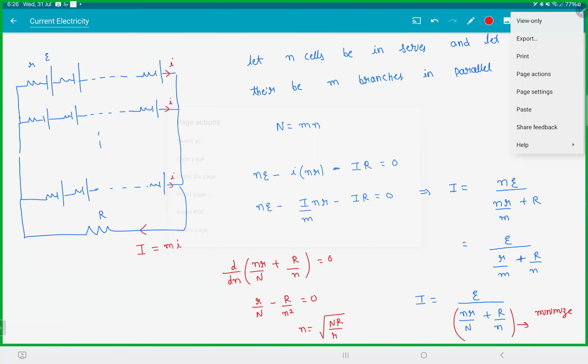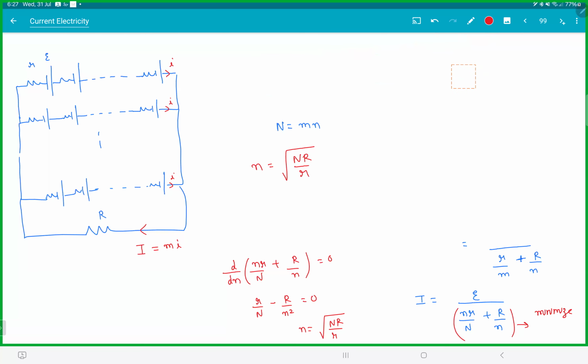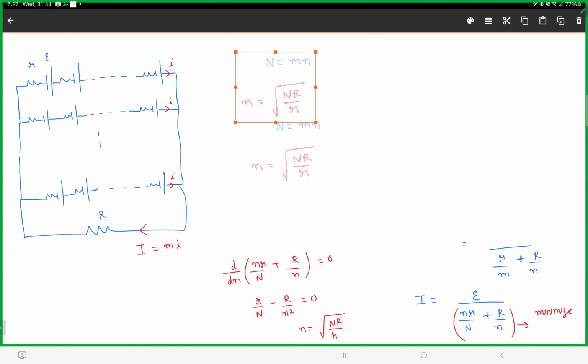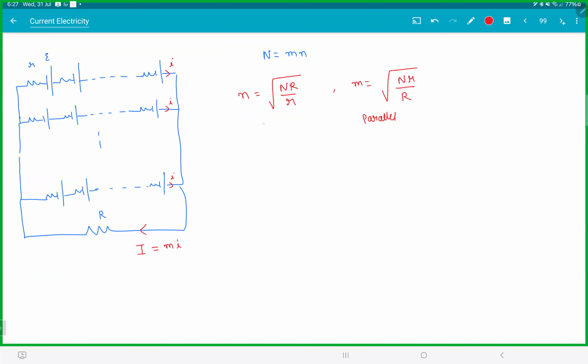So let me just put on the final answer. I'll show it again. So for this thing, the answer is n is root over n capital R by small r. The m will be root over n small r by capital R. So these are in parallel. These are in series.